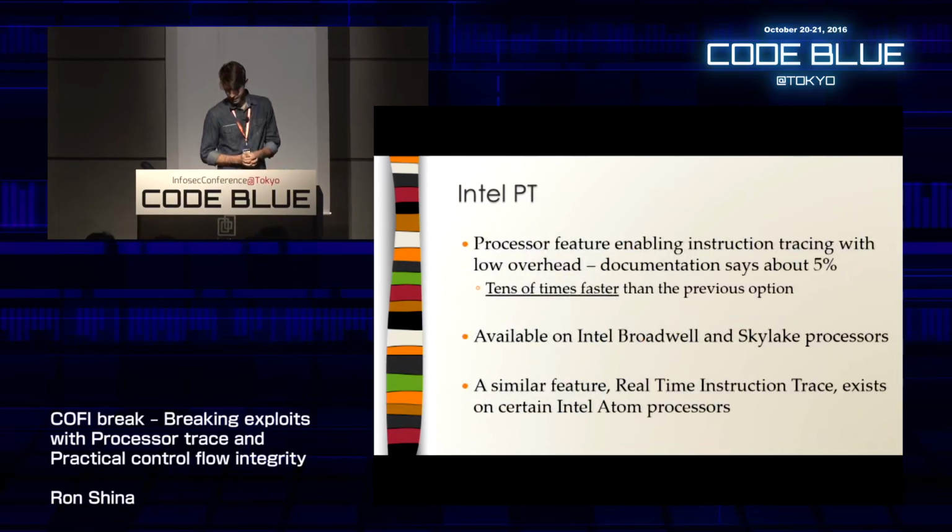So recently, Intel introduced Processor Trace, which is a feature that enables you to know exactly what the processor is doing. And it has very low overhead. The documentation says about 5%. And while processors did have such a feature before, it used to incur slowdowns by tens of times. I think the documentation said about times 30 or times 40. But now you can trace, and you can be on YouTube, and the movie will just run.